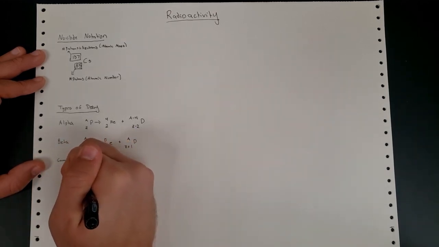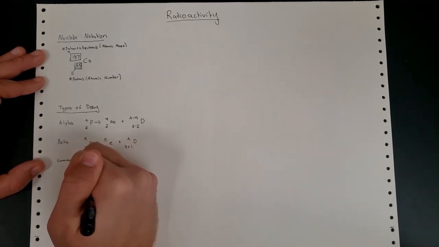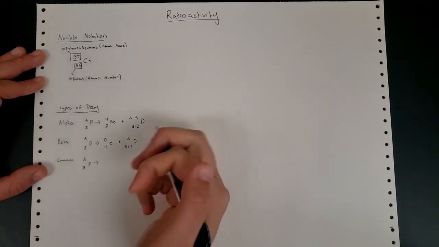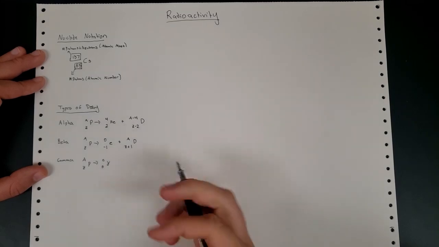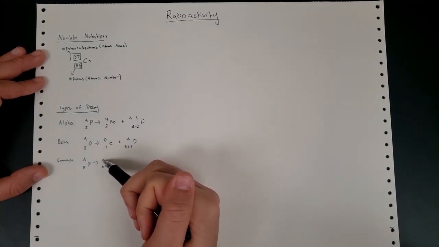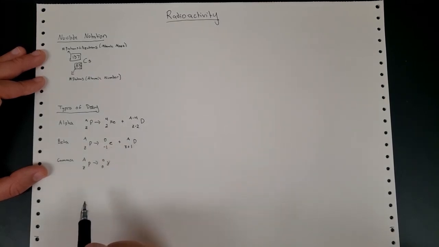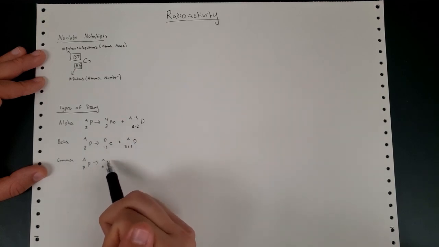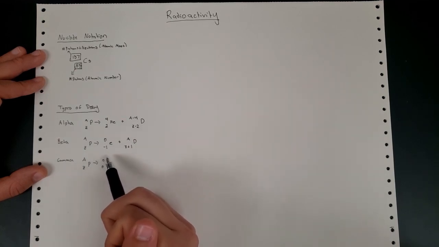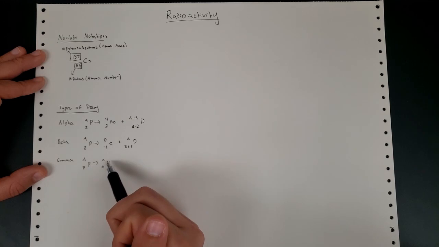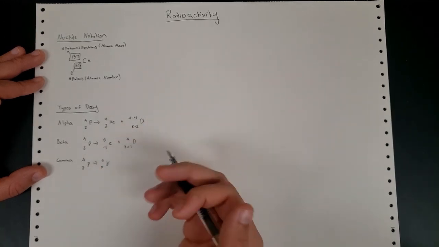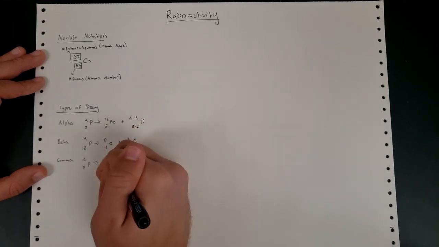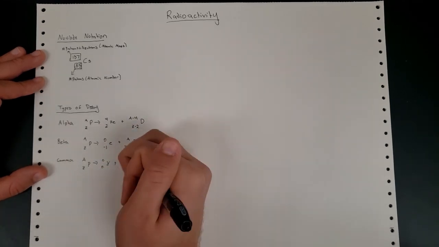We again start with our parent, and then we decay and release a gamma particle. You can see here that it doesn't change the atomic number and it doesn't change the atomic mass. This is only emitting energy. There's no actual particle; the gamma particle being released is just a particle of energy, or a photon, right? So this is going to be plus.